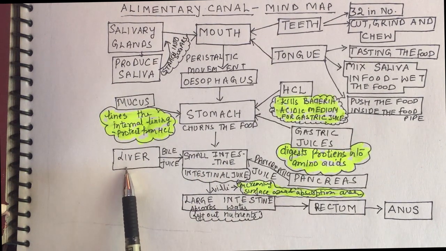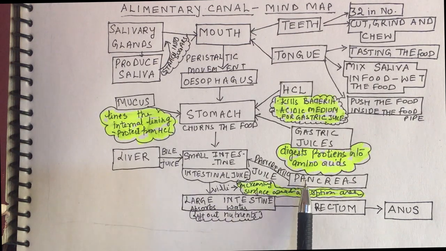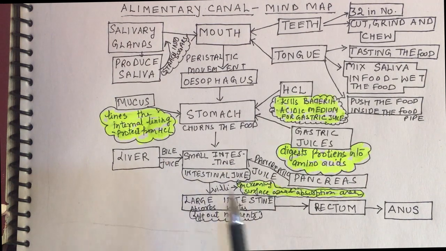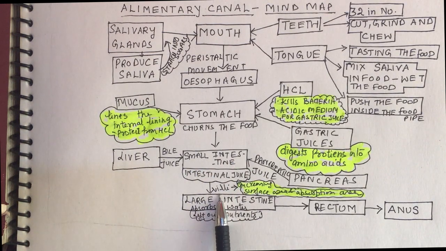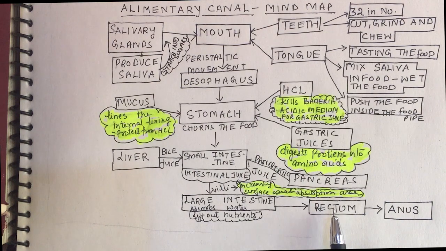In the small intestine, the liver, which is the largest gland of our body, secretes bile juice. The pancreas is another gland which secretes pancreatic juice, and the small intestine has its intestinal juice. All these three things together work and digest the food. Now, in the small intestine, small finger-like projections, villi, are present, which help in increasing the surface area and absorption area. The food which is already digested is now absorbed by villi, which have lots of blood vessels.